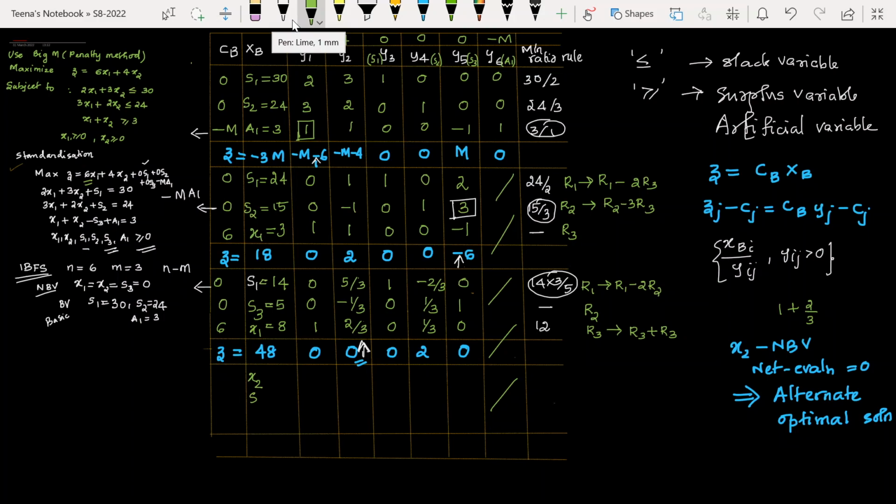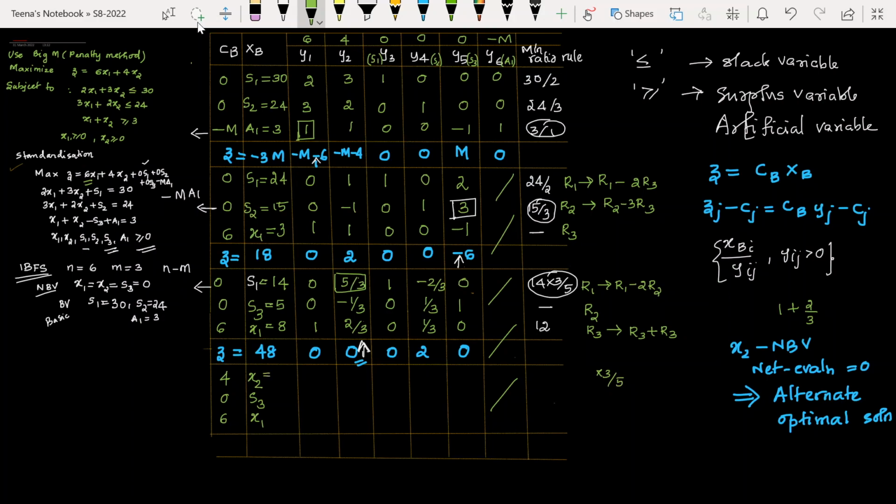So now the basis gets modified as X2, S3 and X1. So the cost of X2 is 4, S3 it is 0, X1 it is 6. Now the pivot element is this 5 by 3. In order to make this pivot element 1, we have to multiply throughout by 3 by 5.